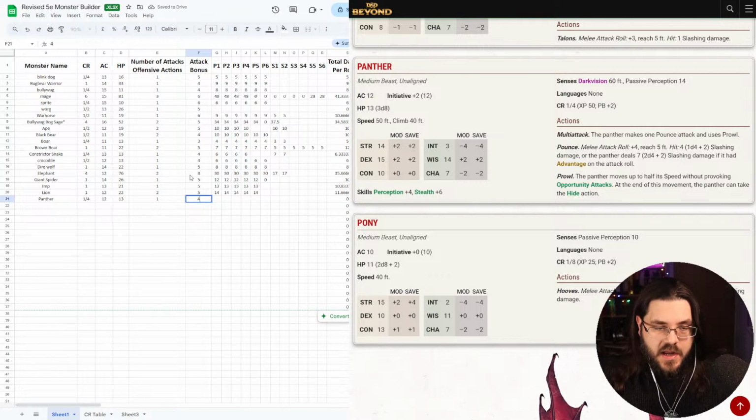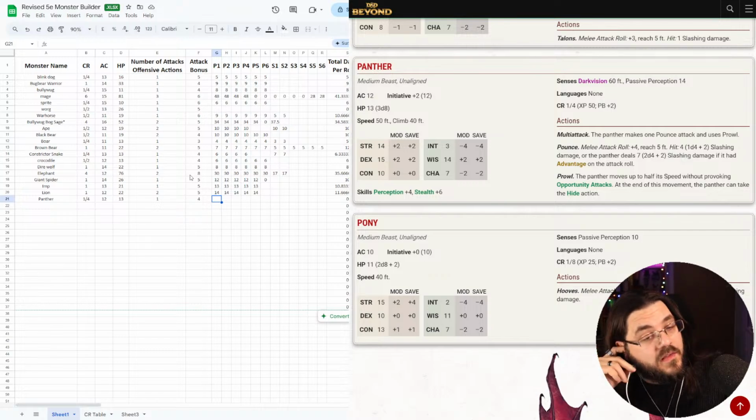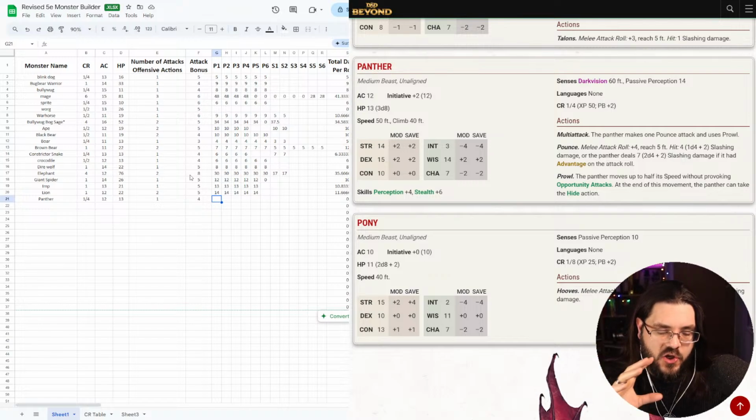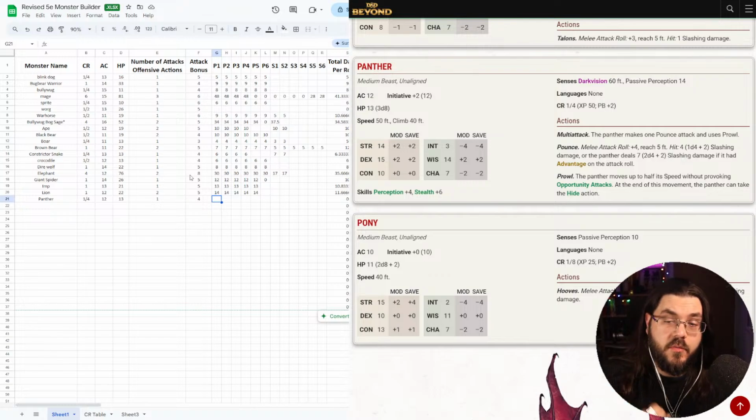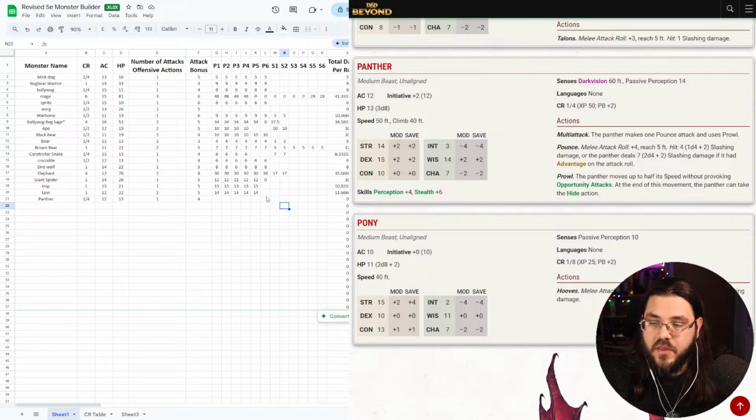Panther makes 1 pounce attack and then uses Prowl. So that's going to be a +4 on the pounce attack, which is going to be 4 slashing damage, or it deals 7 slashing damage if it had advantage on the attack roll. Again, Jeremy Crawford and crew have said that when they're building monsters, they now assume that the monsters are always operating at their most optimal. So we are going to also make that assumption and assume that the Panther is always attacking with advantage.